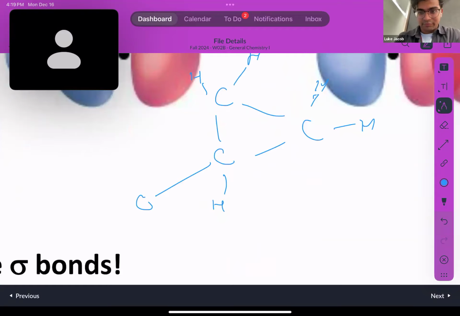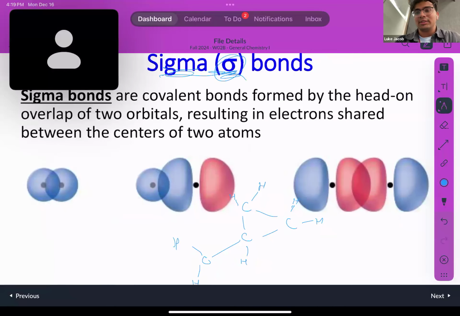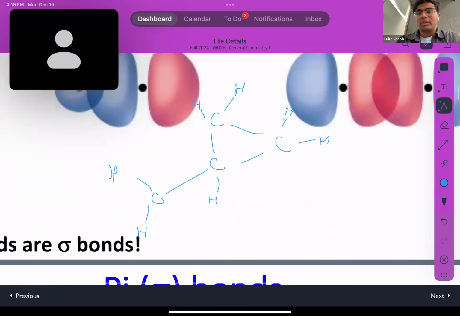He usually, I remember on one last test, he used that sign instead of saying sigma. So then I got a little confused. So it's important to just know that. So how many sigma bonds would be in this random molecule that I just drew?